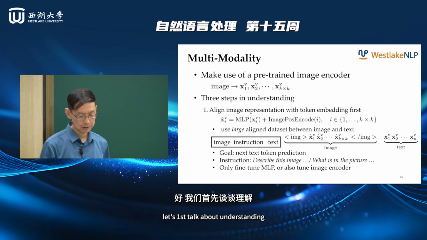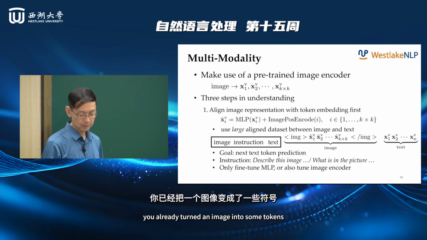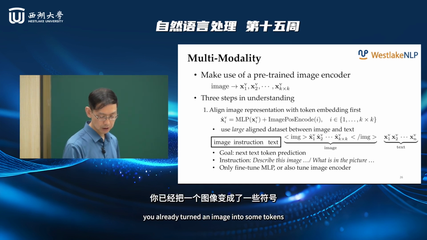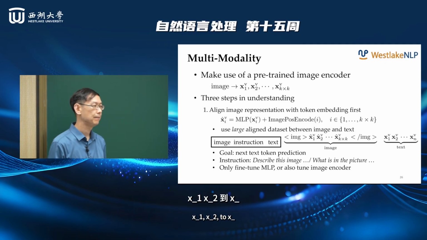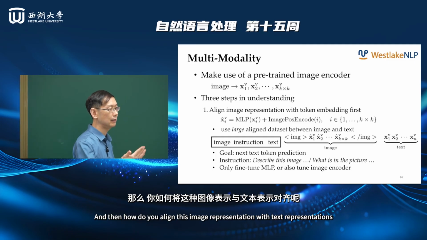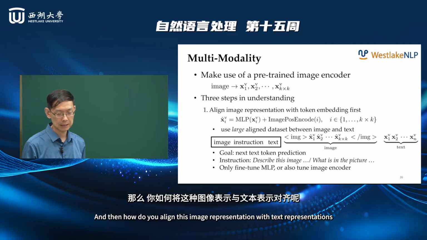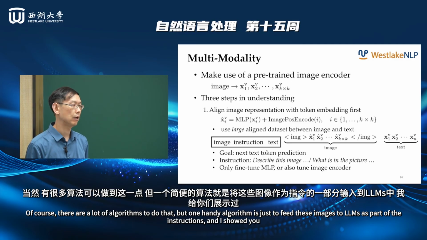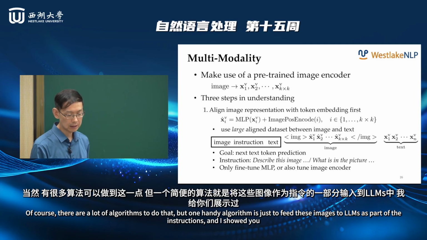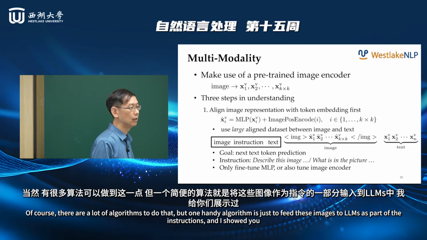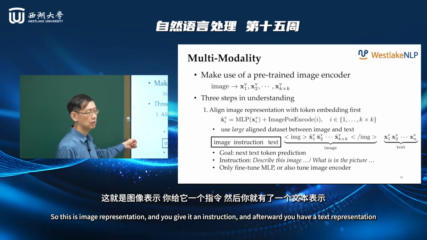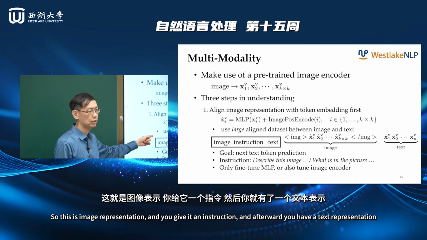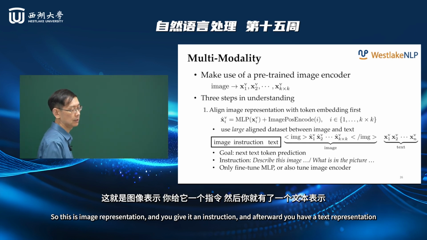So let's first talk about understanding. You already turned an image into some tokens, x1, x2 until xK times K. And then how do you align this image representation with text representations? Of course, there are a lot of algorithms to do that. But one handy algorithm is just to feed these images to LLMs as part of the instructions. As I showed you, this is the image representation, and you give it an instruction, and afterwards you have a text representation.